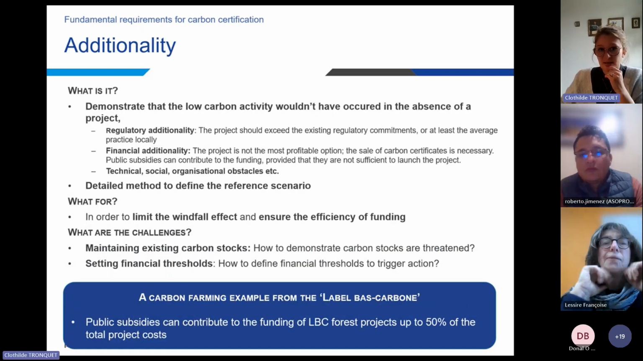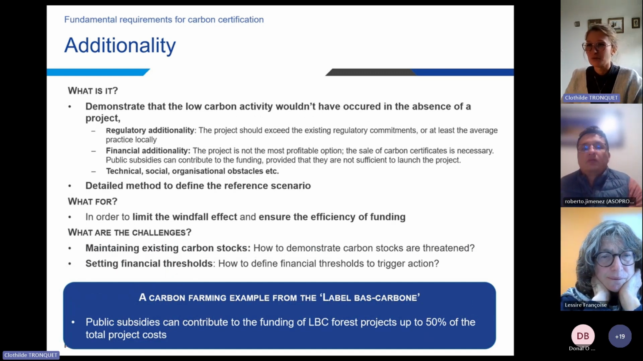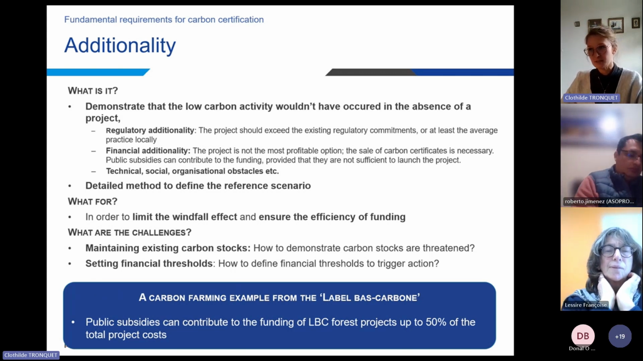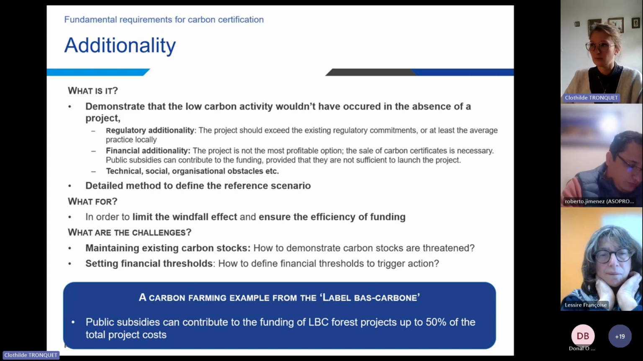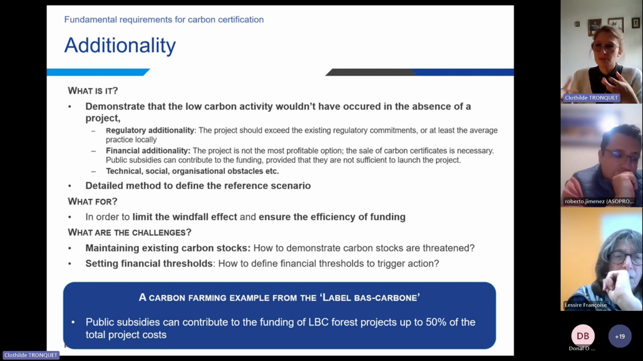Additionality. This is really the trickiest criteria for carbon certification. The idea is that you have to demonstrate that your activity wouldn't have happened without the project. But you'll never know what would have happened without the project. So we have a few indicators that we use to see that.